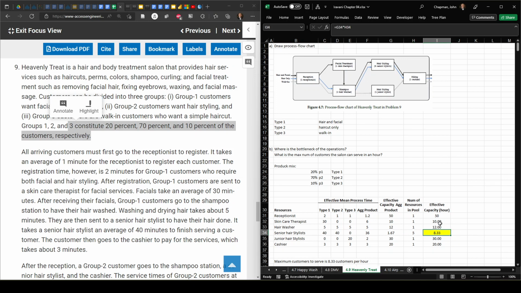But this still is the lowest and therefore the output of the system. The maximum number of customers to serve is 8.33. Hopefully this is helpful.